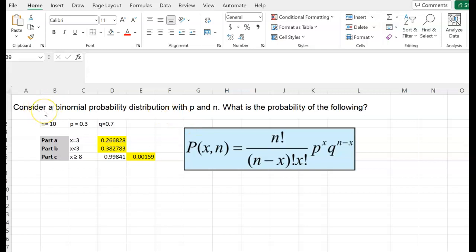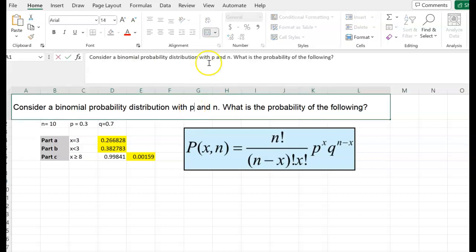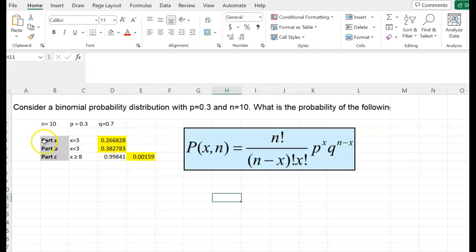Here we want to consider a binomial probability distribution with P equal to 0.3 and N equal to 10. The first part asks for the probability that X equals 3. There are two ways to do this. For the probability that X equals 3, you could use the formula, and I'm just going to show you that.